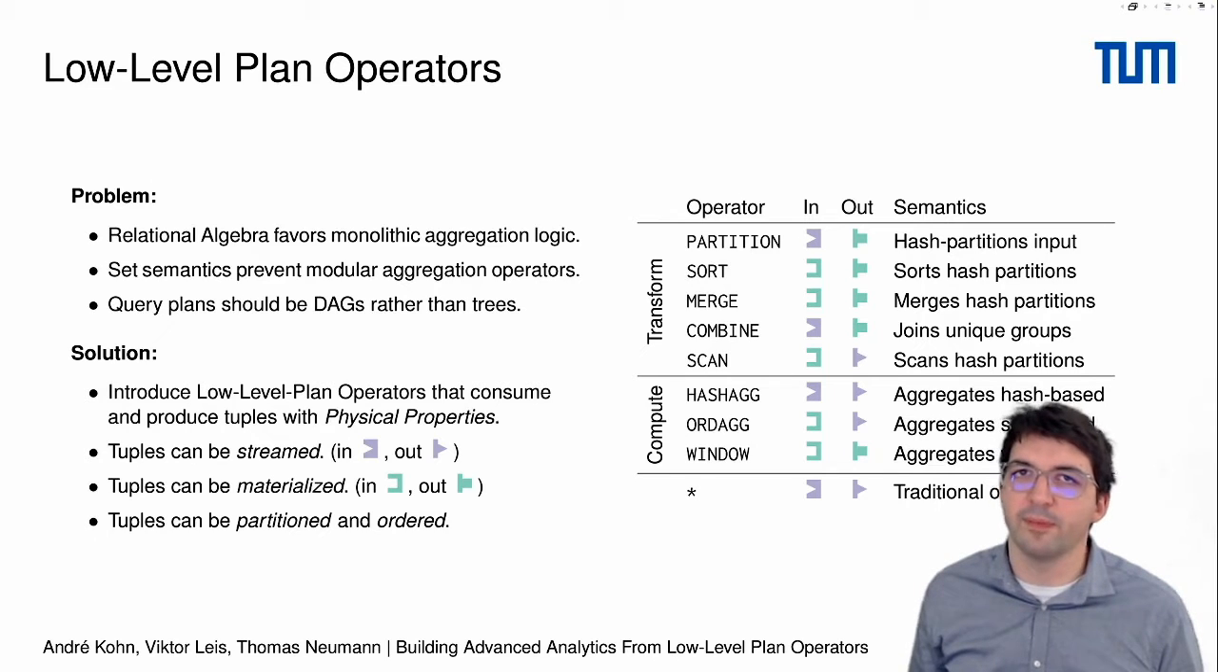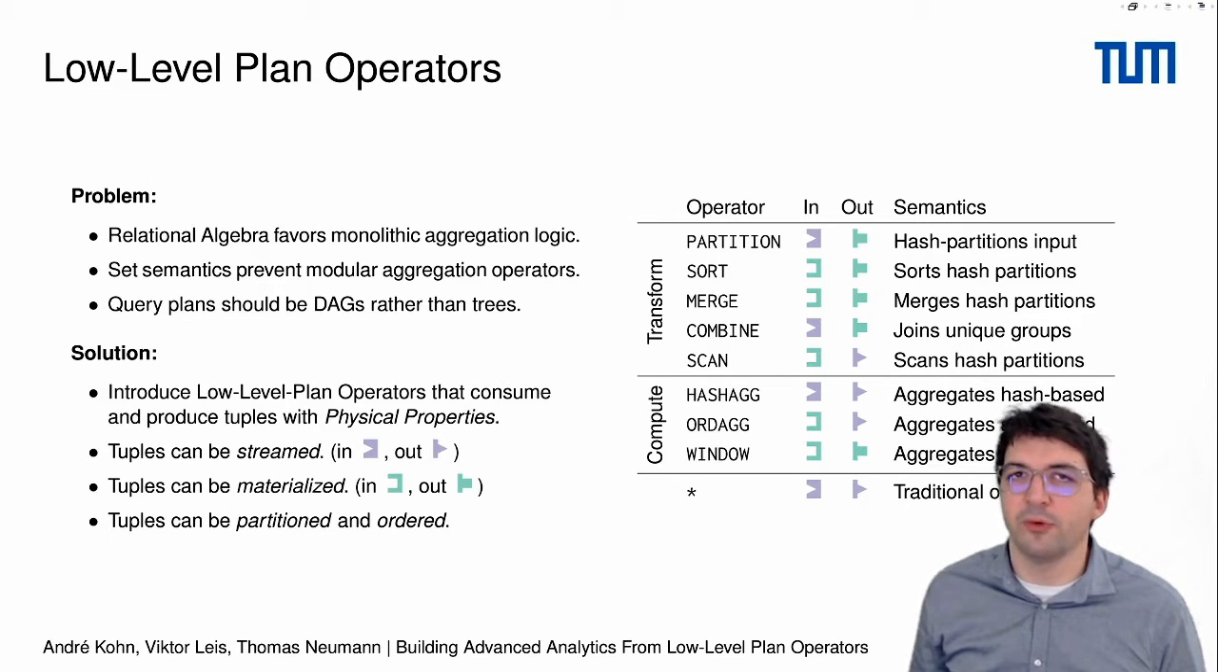Among the transforming operators, we have, for example, the partition operator that consumes a stream of tuples and produces a materialized tuple buffer that is partitioned by a certain key. We have a sort operator that consumes an already materialized tuple buffer and reorders all partitions by certain ordering constraints. We have a combine operator that joins multiple input streams on a group key and produces a materialized result buffer again. This combine operator is in principle a join, with the additional assumption that the join key only occurs at most once for every single producer, which allows for a more efficient implementation.